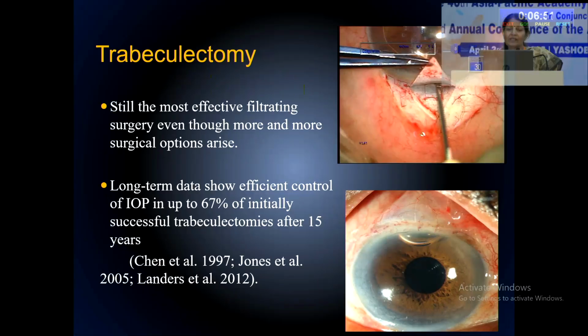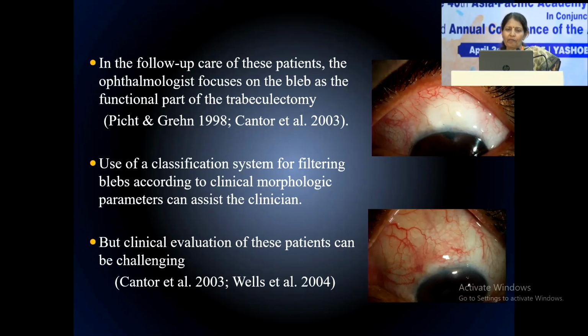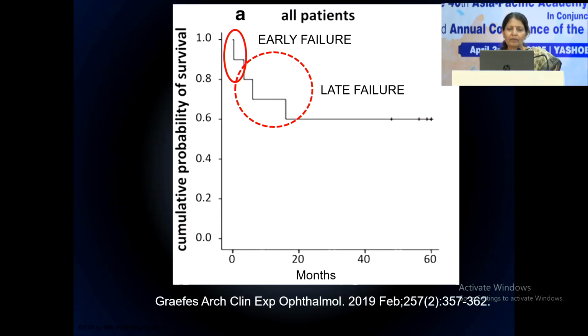The trabeculectomy is still the most effective filtering surgery, even though more and more surgical options like MIGS are coming up. Long-term data has shown that the efficacy of the trabeculectomy persists even after 15 years in 67% of the patients. In the follow-up care of these patients, ophthalmologists focus mainly on the bleb as the functional part of the trabeculectomy. Various classifications are available which describe the clinical morphological features of the bleb and which can assist the physician to take decisions. But the clinical evaluation of these patients can be challenging at times.